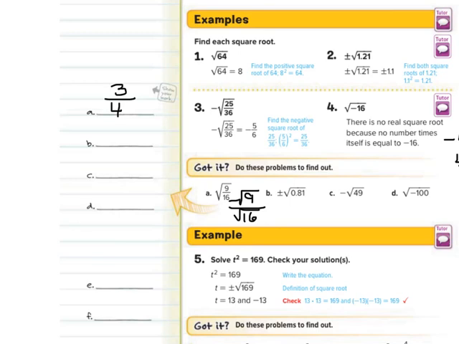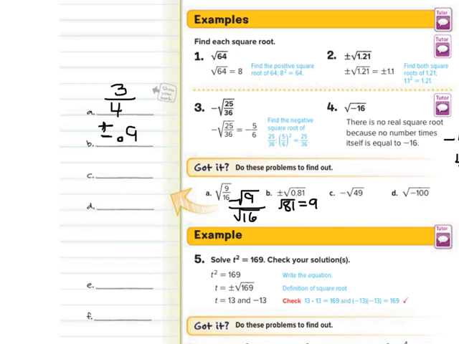Now we have this plus or minus square root of 0.81. Well, the square root of 81 is 9, and so the square root of 0.81 is going to be 0.9. That's 0.9 times 0.9, or 9/10 times 9/10 is 81/100. Now we don't want to forget, in our question we had the plus or minus, and so we need to have our plus minus in our answer as well.